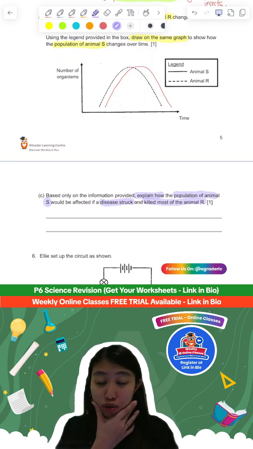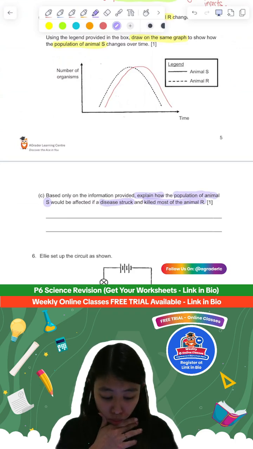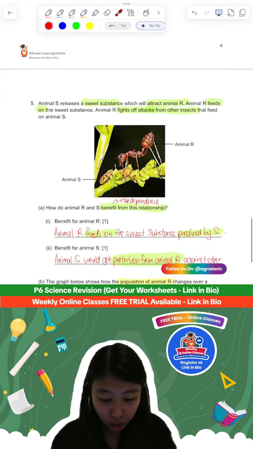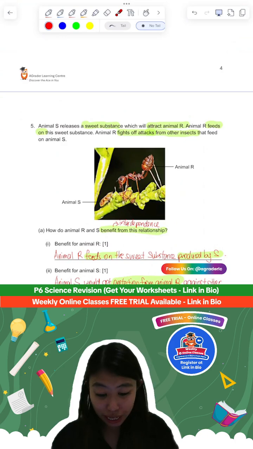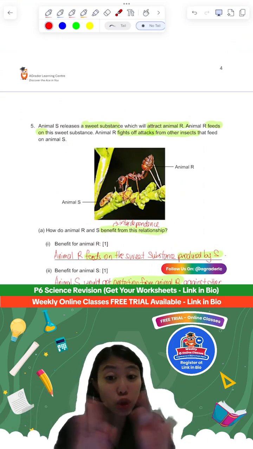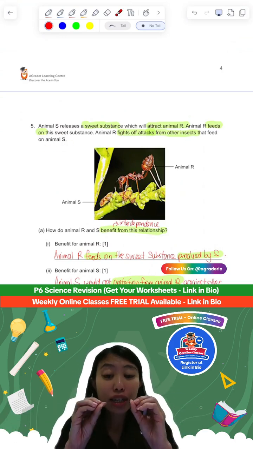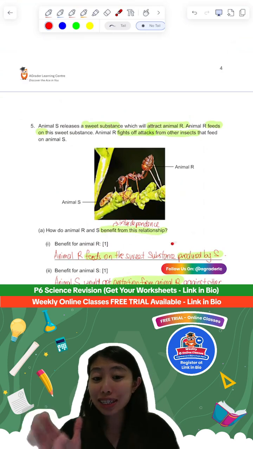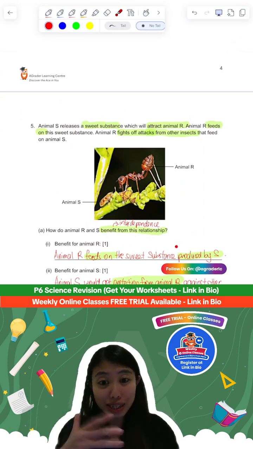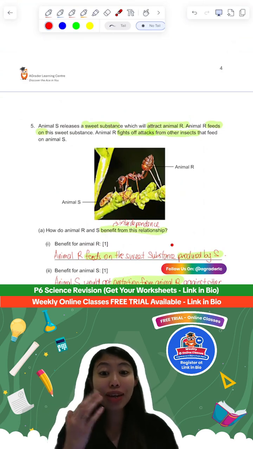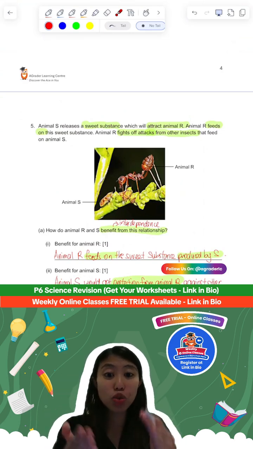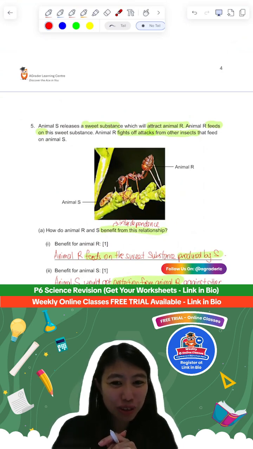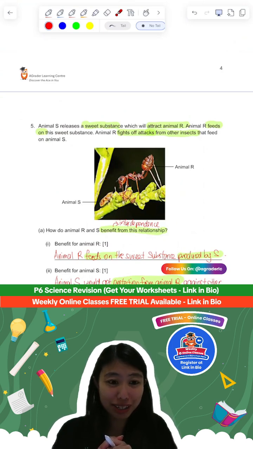Why does animal S increase? You see, how does R help S? R will fight off other insects that try to eat up S, right? R does not eat S, okay? R only feeds on the substance produced by S. So when R is eating the substance, S is still alive. But now what happened? A disease killed a lot of animal R. So what do you think will happen to the population of S?